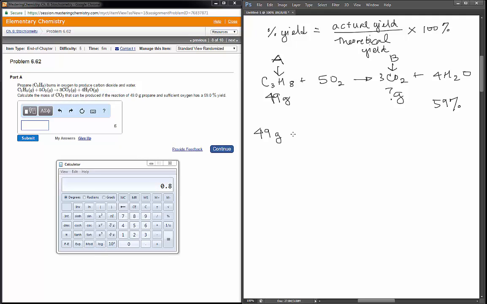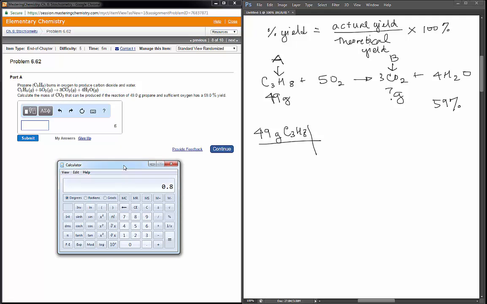of A. So if I have 49 grams of C3H8, then I need the molar mass of C3H8, and that's going to be 3 times 12.011 plus 8 times 1.079. I get a molar mass of 44.0962 grams per mole. I'm just going to round that to 44.1. 44.1 grams of C3H8 in every 1 mole of C3H8. So this is all, you've done this before. Your grams of C3H8 cancel.